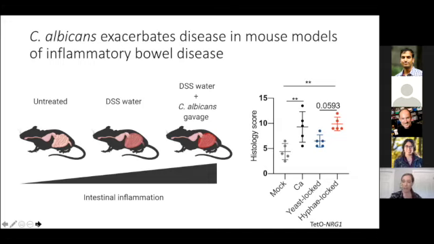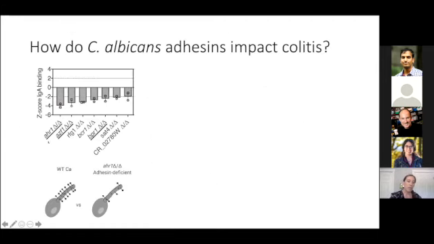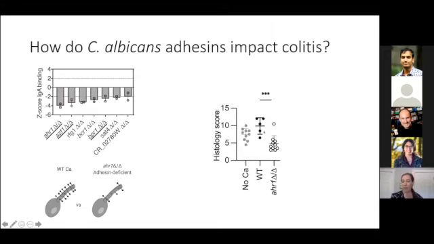We also asked what impact adhesins specifically have on this exacerbation of colitis. And we focused on a mutant strain that was actually the top hit from our genetic screen, this AHR1 mutant. And so AHR1 encodes a transcription factor that promotes the expression of cell surface adhesins. And so using this mutant, we asked whether this mutation also impacted colitis severity in this DSS model. And indeed, we found that this AHR1 knockout induced significantly less disease than the wild type Candida.